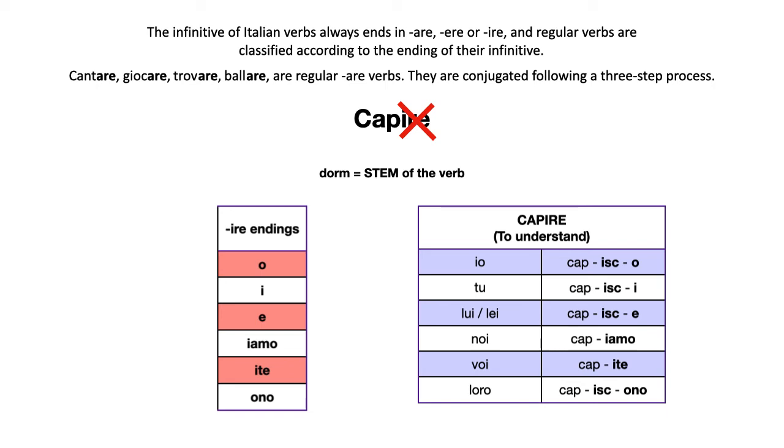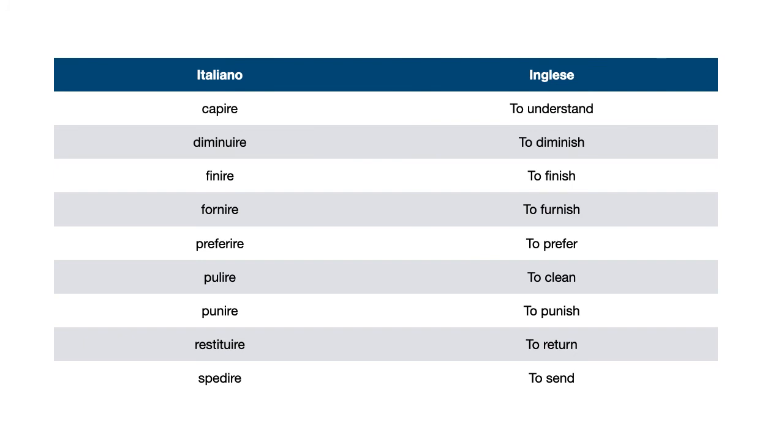Now, how do you know that a verb is an isc verb? For the purposes of our Italian 101, these are the isc verbs we're using: capire, diminuire, finire, fornire, preferire, pulire, punire, restituire, and spedire. So if it is in this list for the purposes of 101, it is an isc verb. If it is not, it is a normal ire verb. Okay? That is, of course, very important for the final, so take this table into account.